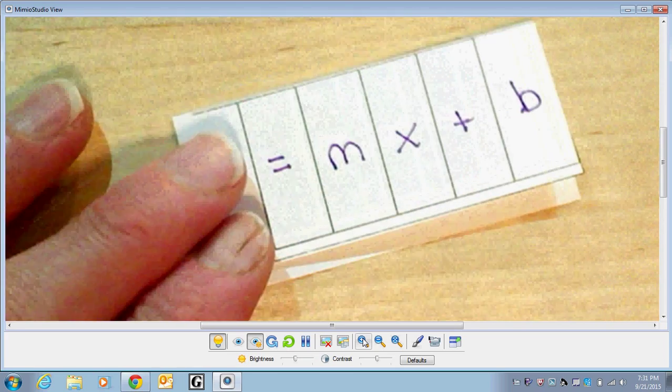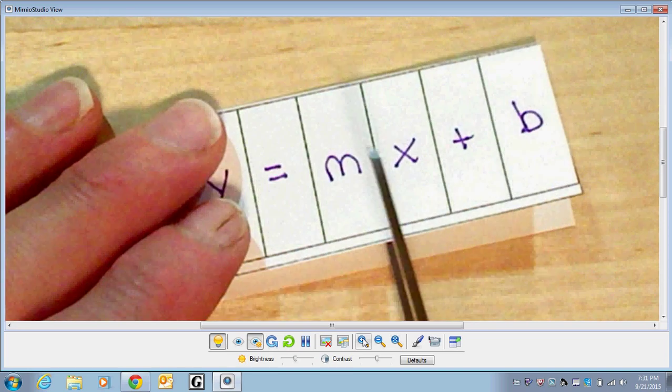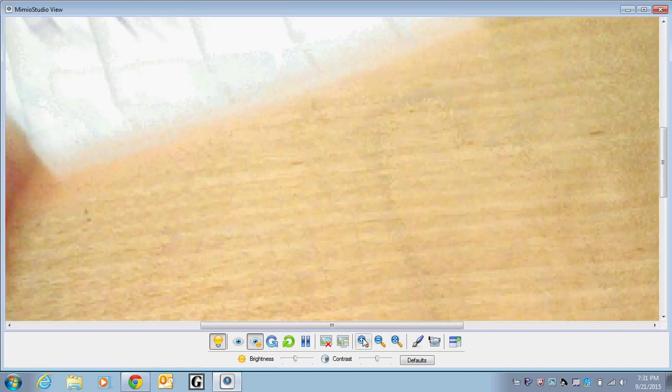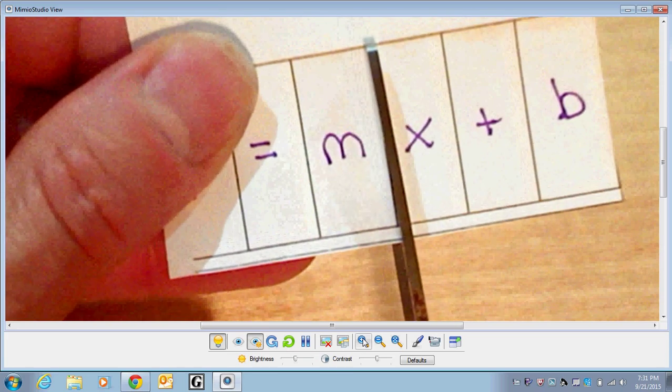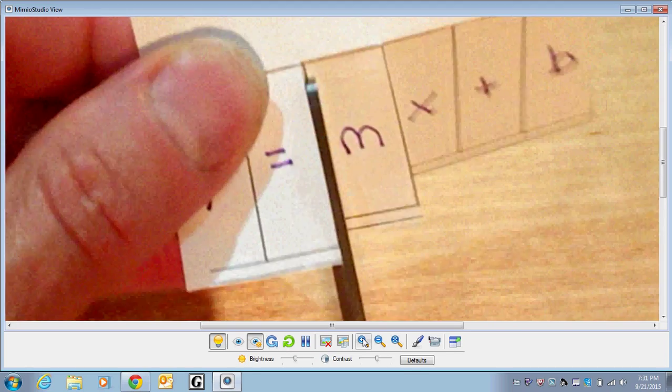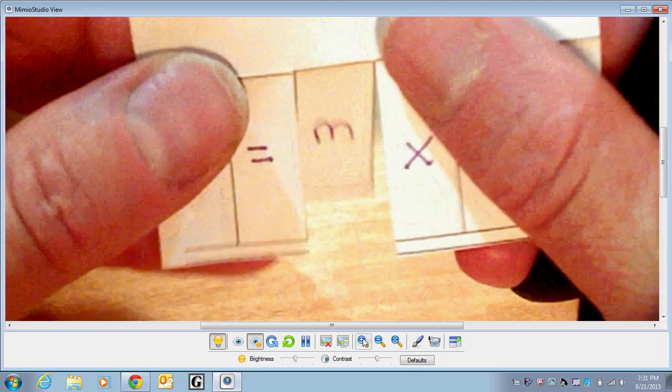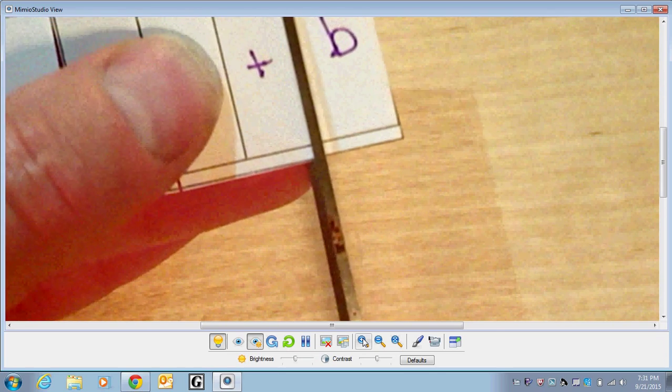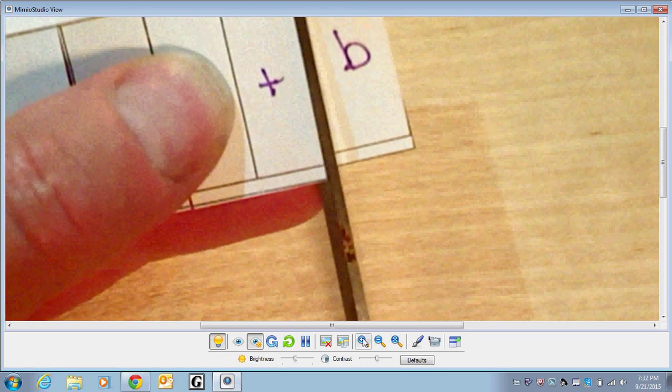Okay? Now, I'm going to cut certain sections. I'm going to cut the m section right through here. So on either side of the m, I'm going to go snip, snip, okay, right on either side of the m. And then I'm also going to cut the b. Okay?